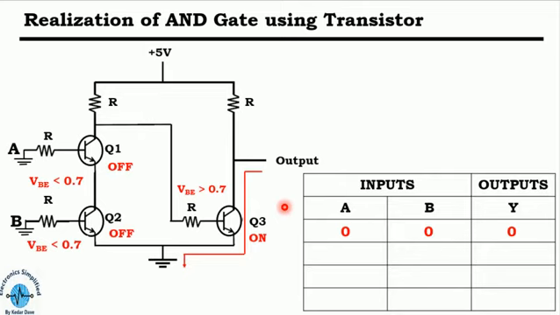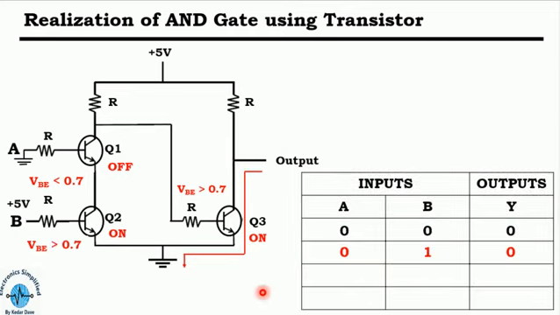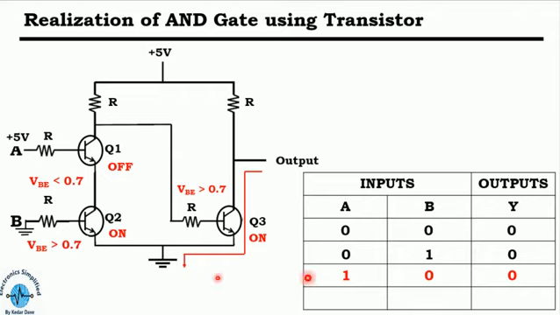As we know from the truth table, all the outputs will be 0 and only one output will be 1, when both the inputs are 1. So in this way we are covering all three conditions: 0 0, 0 1, and after that 1 0. In these conditions we are getting 0.